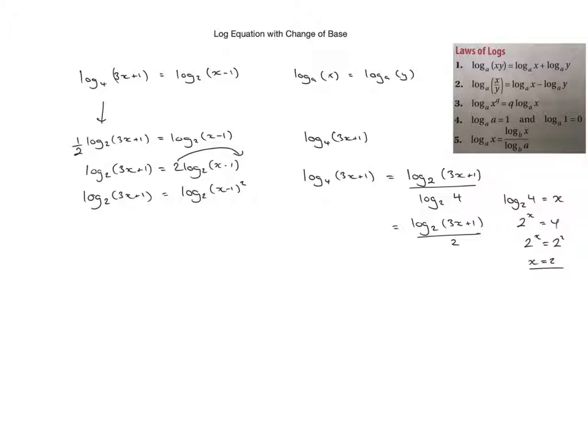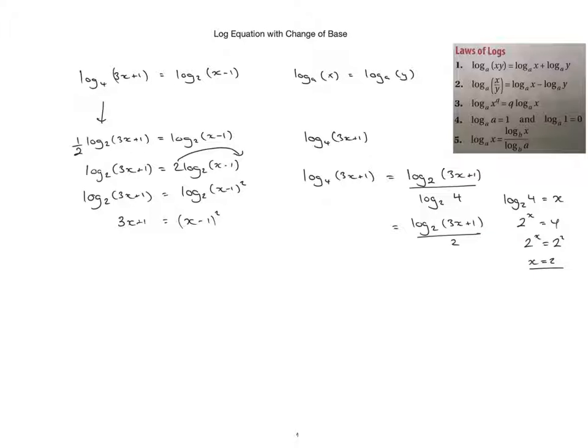I have log 2 on the left-hand side of something is equal to log 2 on the right-hand side of something, which now means I can drop the logs. So essentially, what I have now is 3x plus 1 is equal to x minus 1 all squared. The logs have gone, and now I'm left with just a simple quadratic to solve. So let's solve this quadratic.